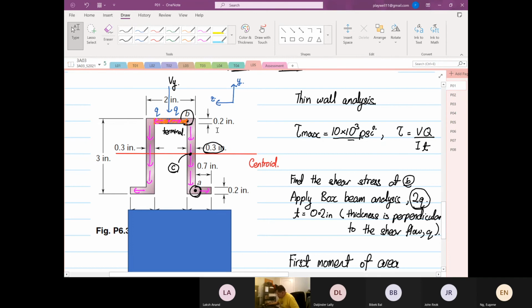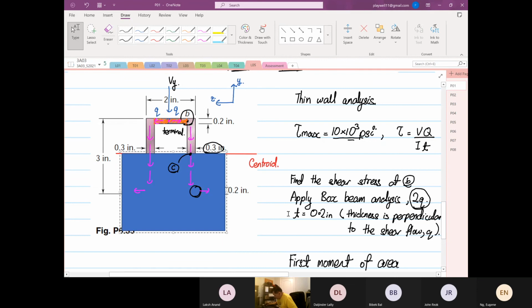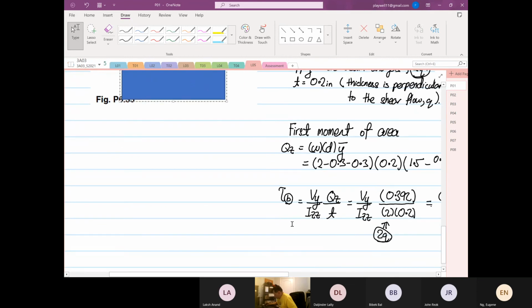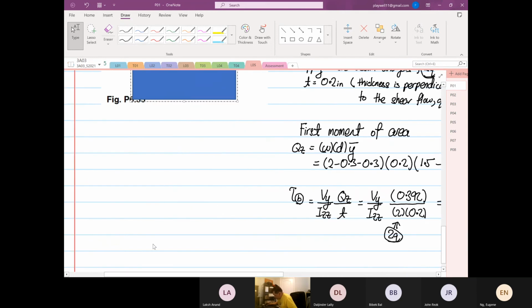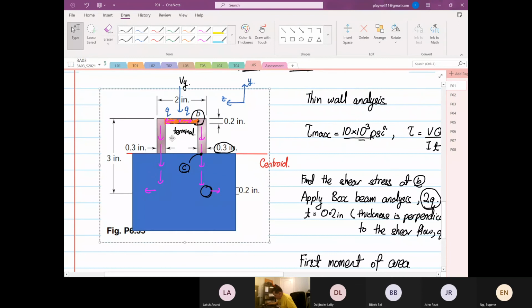Right. So now we found out the stresses at point B. We found the ratio to be equal to 0.98 Vy over Izz. Next, we want to look at point A.